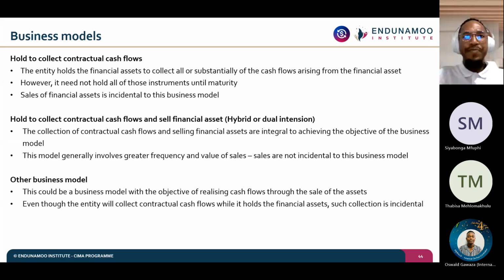In that instance, the collection of contractual cash flows and the selling of these financial assets are both integral to achieving the objective of the business model, which is to maximize the cash flows. This model generally involves a greater frequency and value of sales. So the sales are not incidental to the business model.